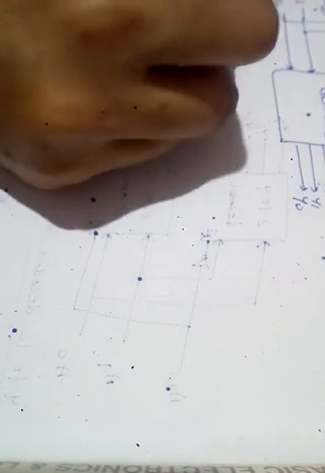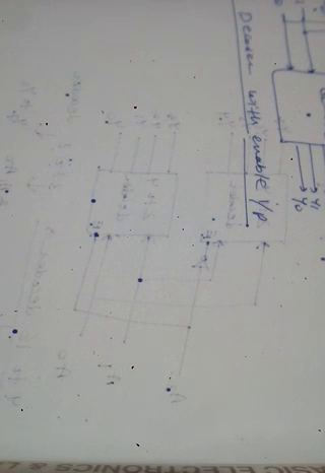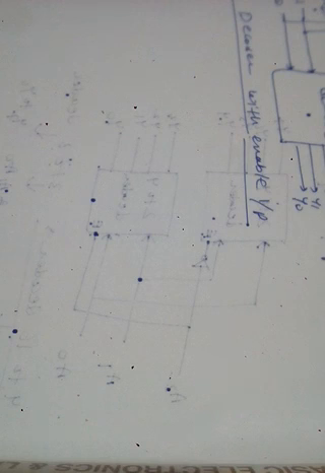Next topic is decoder with enable input. A decoder has an additional input that is called enable, and the enable input controls the circuit operation. That means we can say output is only generated when the value of enable input is 1, otherwise all outputs will be 0.